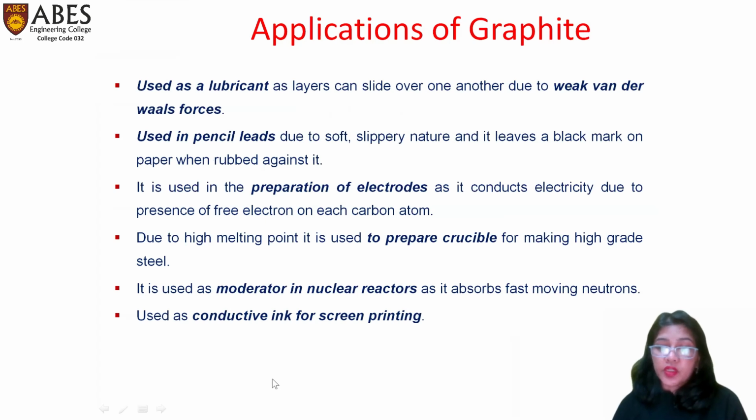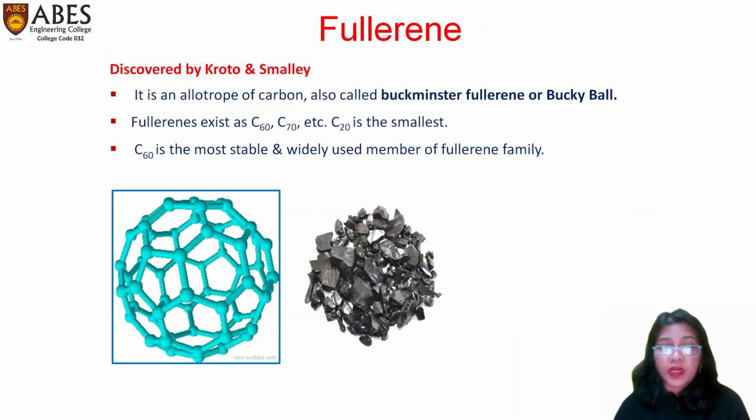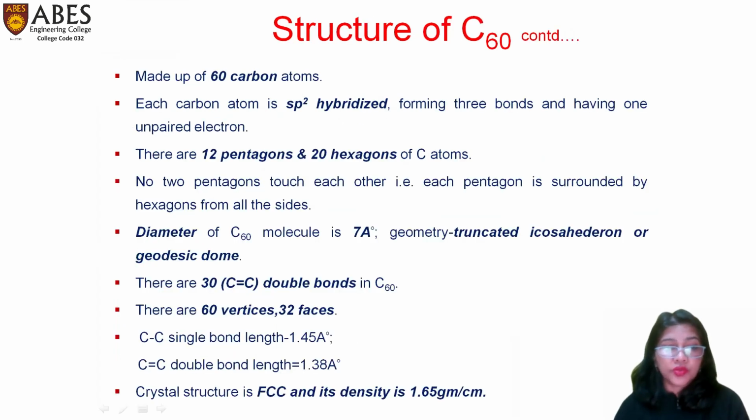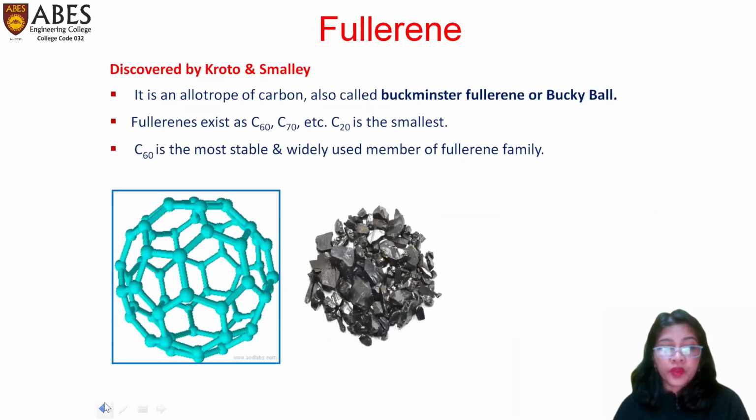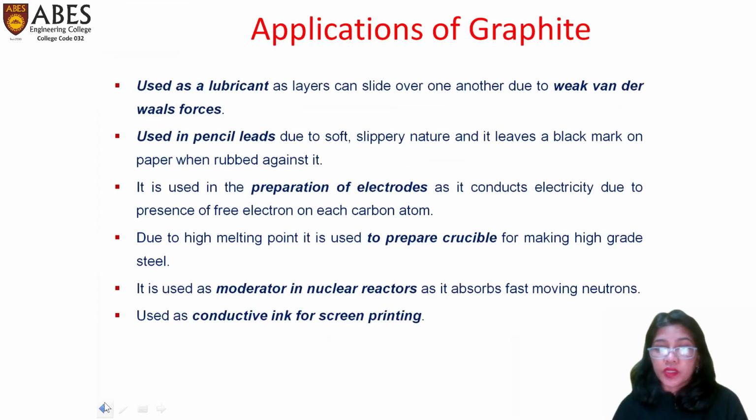Now, this graphite, depending upon its properties, has various applications. Due to its slippery nature, it is used as a lubricant, and the reason is the weak van der Waals force of attraction between the layers. It is also used in pencil leads, and this is also due to the presence of weak van der Waals force of attraction between the layers. So when the pencil lead is glided over the page, it leaves a mark due to its slippery nature.